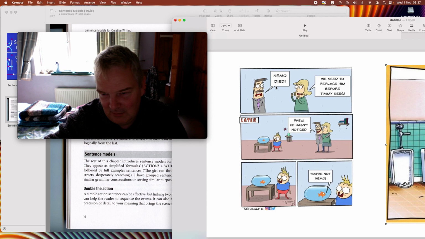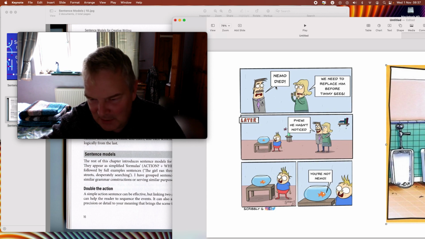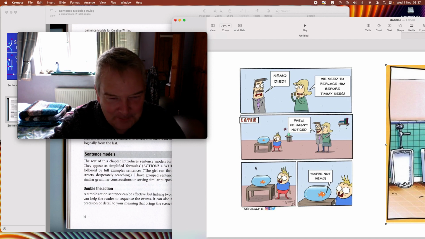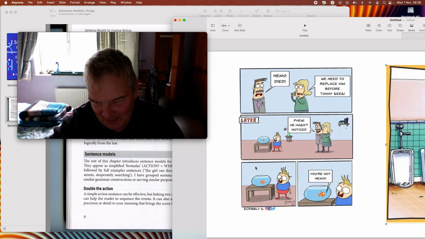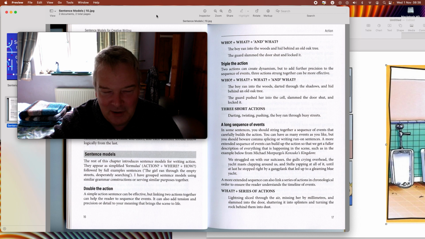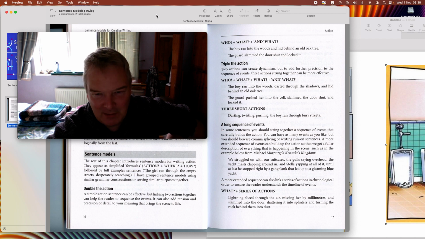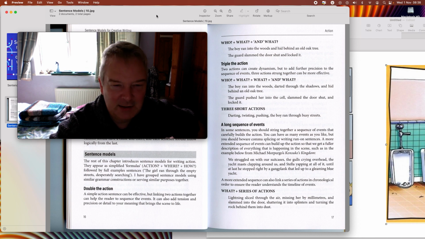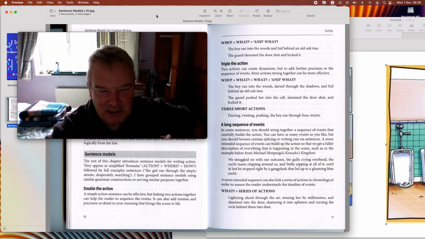Nemo died. We need to replace him before Timmy sees. Phew, he hasn't noticed. Timmy looks at it, and the goldfish says, "You're not Nemo." So maybe with this sentence structure, I don't know, there's a few choices. The parents. We could start off with the parents. The parents discovered Nemo was dead and decided to secretly replace him.